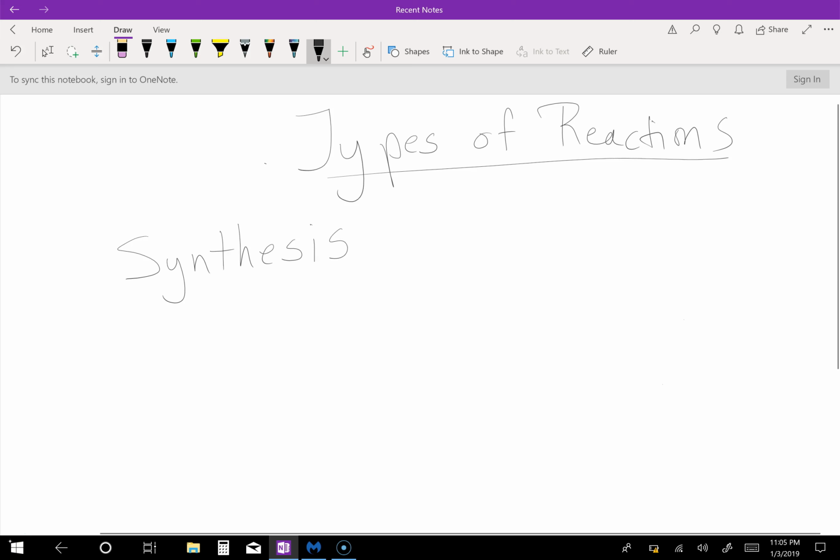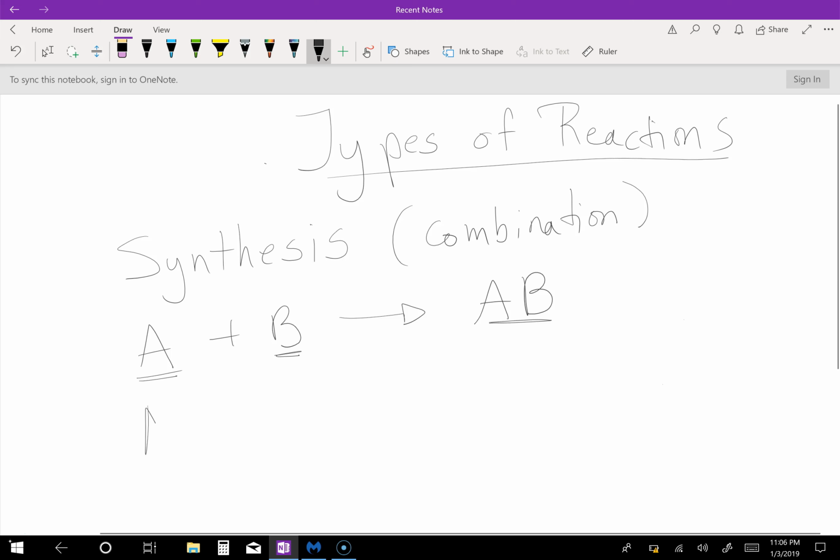The first we're going to look at is synthesis or combination. Either word can be used to describe this kind of reaction. A very general equation for this would be A plus B results in AB. So one element or compound and another element or compound result in a singular compound.